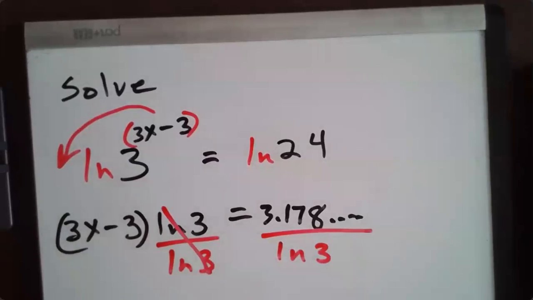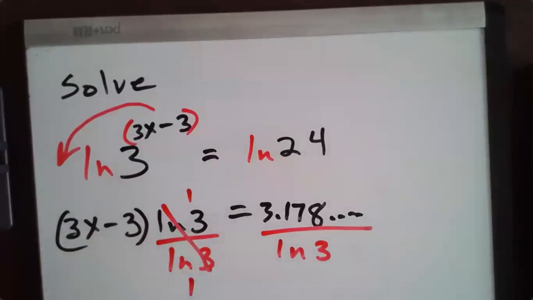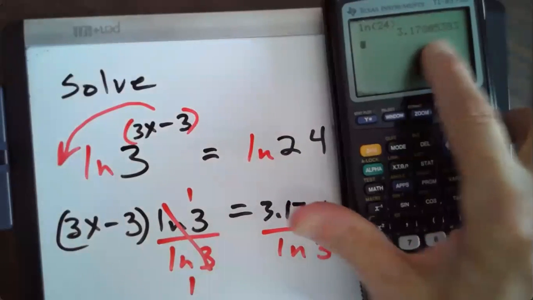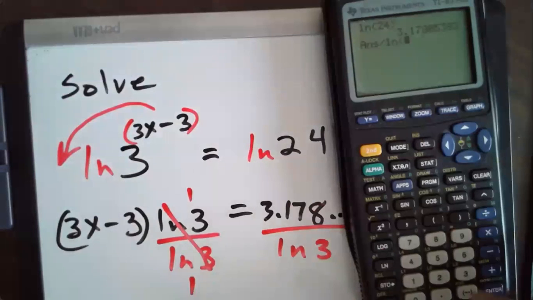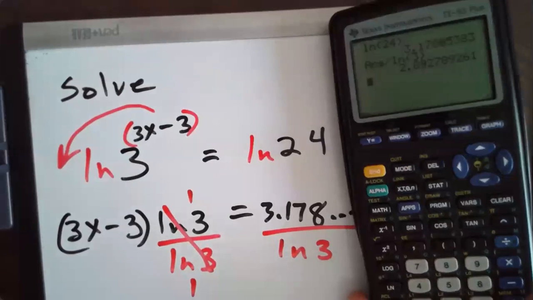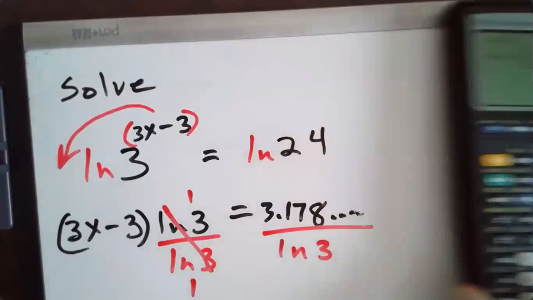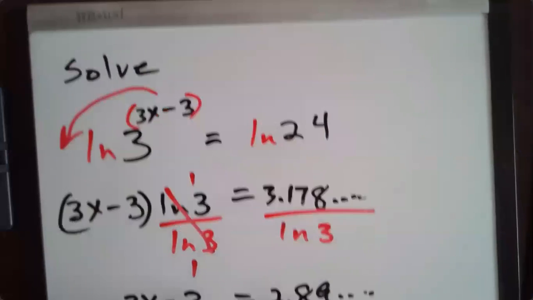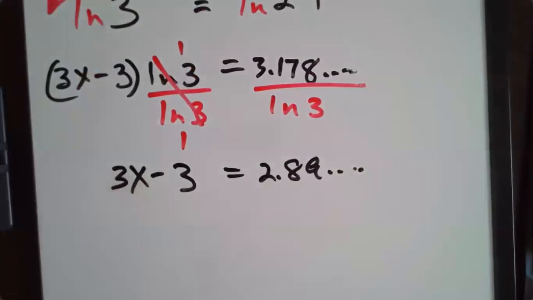And these two go to 1, right? So we take what we have on our calculator here, and we divide that by natural log 3 and close parentheses. Excuse me. And we get 2.892 and so on. 2.89 and some change. 2.89 dot dot dot. And on the left side, we get 3x minus 3. Parentheses goes away. Now here, we just isolate the x.